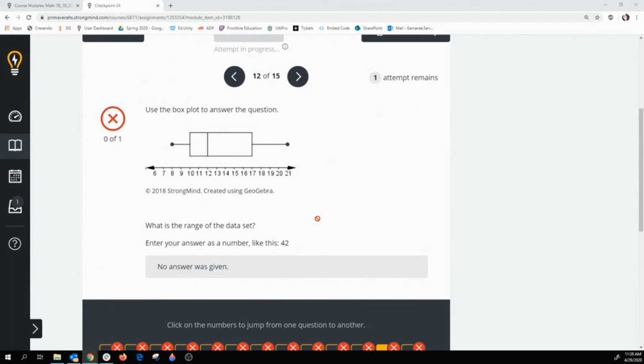Michael says 13. Dawson, what do you think? So what would be the range for this question on 12 with this box plot? Remember that range is taking your dots, taking the numbers where your dots are and just subtracting them. So 13, perfect, yep. If I take this dot, which is at 21, and subtract it from this dot, which is at 8, 21 minus 8 will give me 13, perfect.